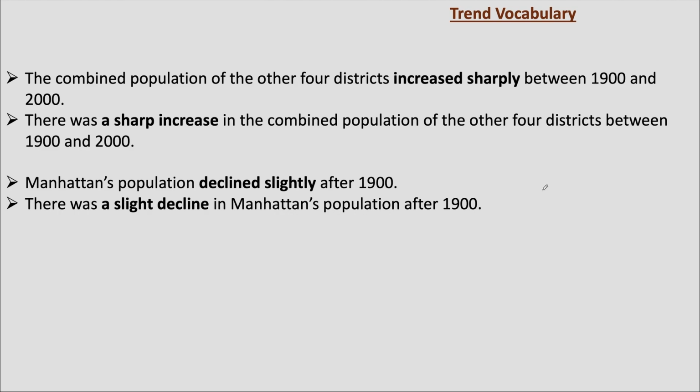Remember, variety is not only about using different words, we can also create variety by changing the sentence structure. The first two sentences mean the same thing, and the second two sentences also mean the same thing. But we have changed the word form and the sentence structure to create variety.